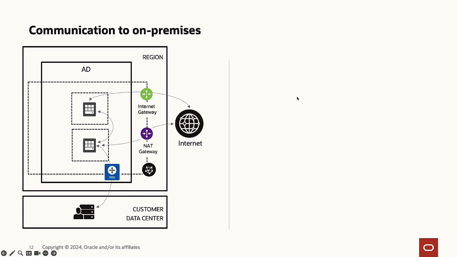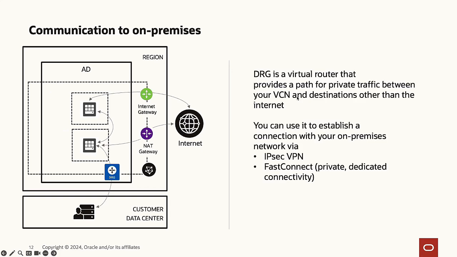All right, so in addition to the internet gateway and the NAT gateway, we have what's called a dynamic routing gateway, or DRG. And the DRG is going to provide a path for private traffic between your VCN and destinations other than the internet. So you'll use it to essentially sit in the cloud, connect to your VCN, and act as a virtual router, which will provide a path for traffic between different sources and your VCN. And it can be between your on-prem network, other virtual cloud networks within OCI in the same region, other virtual cloud networks within OCI in a different region, and also other networks in third-party cloud providers.